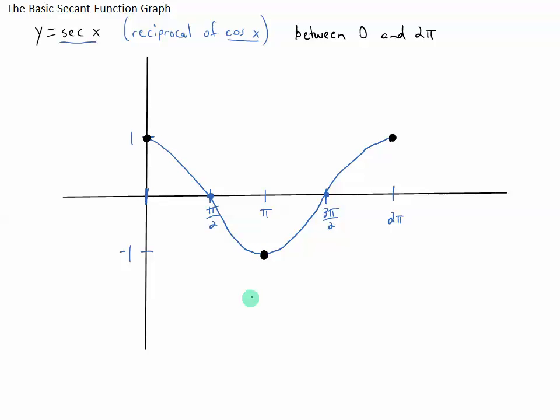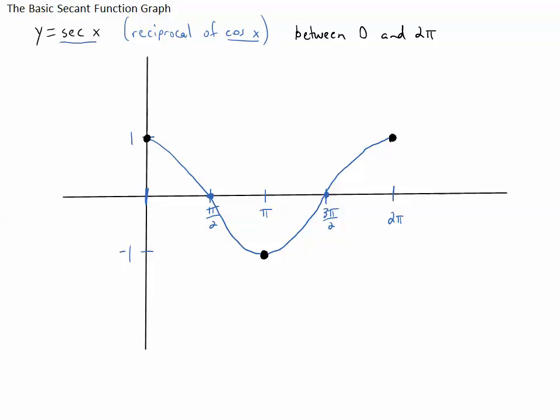Now, this is a bit more interesting. At pi over 2, cosine's y value is 0. Well, the reciprocal of 0 is undefined. So what that means is we're not actually going to get a point for the secant graph whenever x is pi over 2. And that's also true for when x is 3 pi over 2. So we'll have to sort of see what happens there.